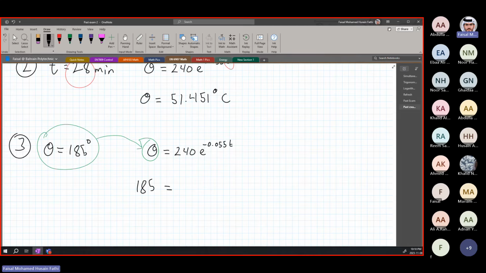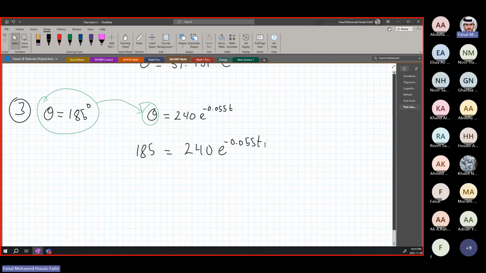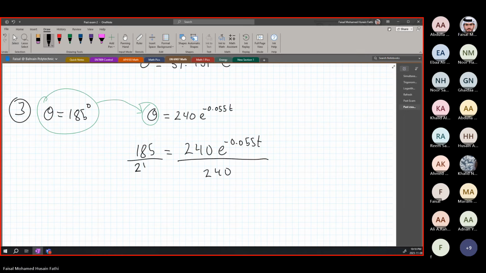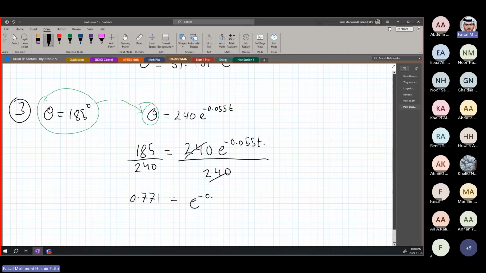185 is equal to 240 e to the power of minus 0.055 T. First step, let's put e by itself on the right side, so we will divide both sides by 240. It will give us 185 divided by 240, which is 37 over 48 or 0.771, is equal to, 240 and 240 cancel, e to the power of minus 0.055 T.